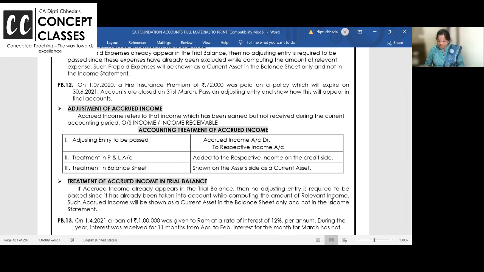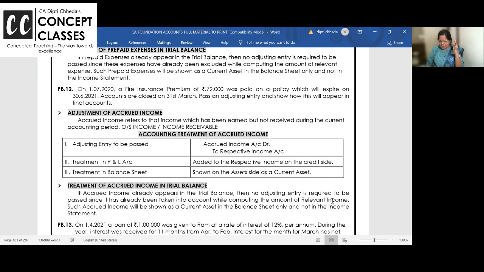On 1/7 a fire insurance policy was taken and 72,000 was paid on a policy which will expire on 30 June. I hope all of you know that insurance is always paid for 12 months. If I purchase the vehicle on 1st July, I can't say that 31st March is my cutoff, so take insurance only till then. No, I have to pay it for 12 months. So 1st July to 30th June. Did I pay for next year also in advance? April, May, June: 3 months I have paid now. So pass the adjustment entry. This is like prepaid expenses.